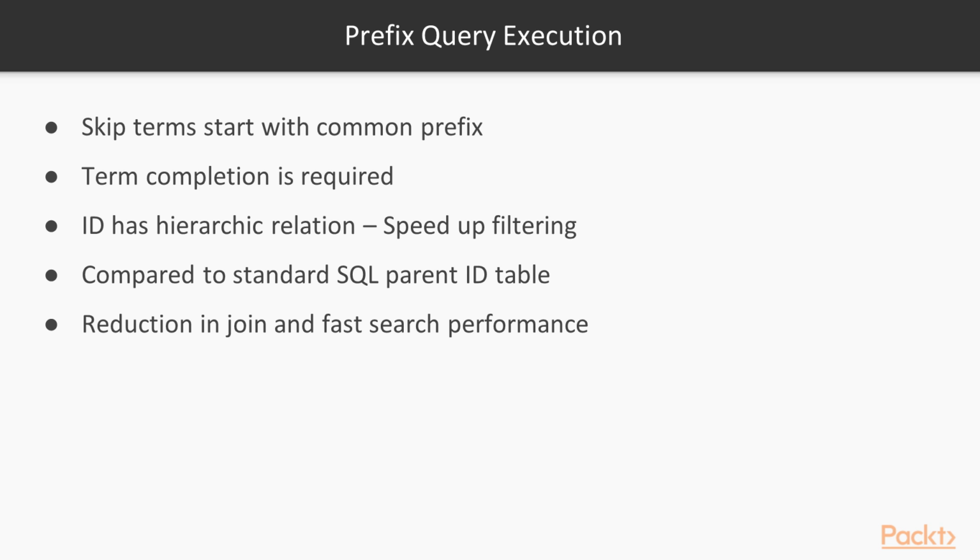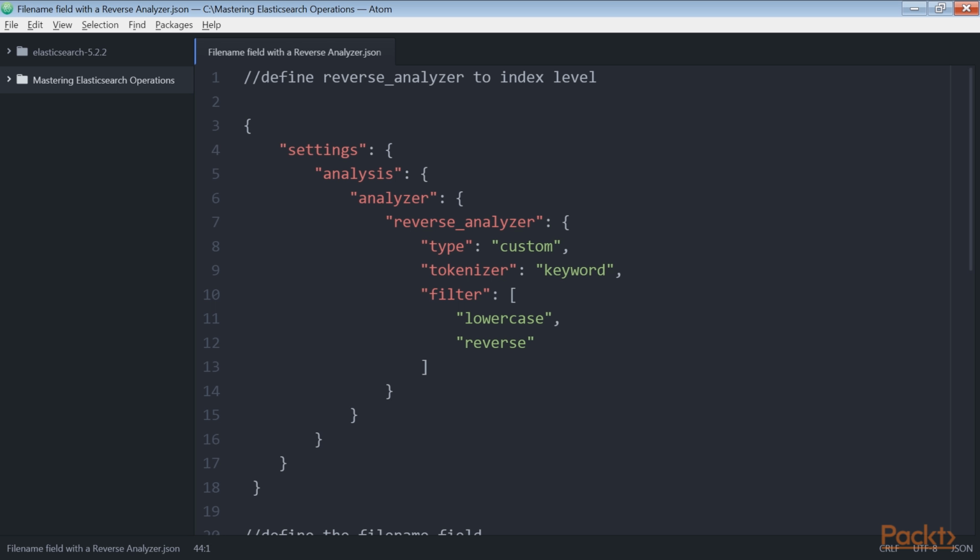If it's compared to a standard SQL parent ID table on a very large dataset, the reduction in join and the fast search performance of Lucene can filter the results in some milliseconds compared to some seconds or minutes. What's more, the prefix query can be very handy when you are searching for ending text. The best practice to cut down the time to search for an ending text is to index the file name field with a reverse analyzer.